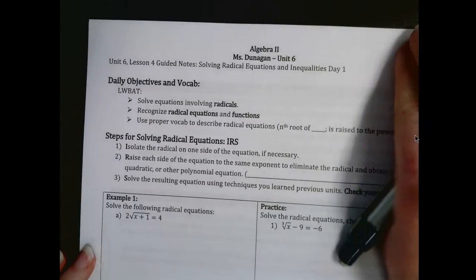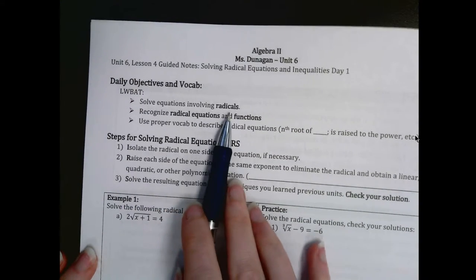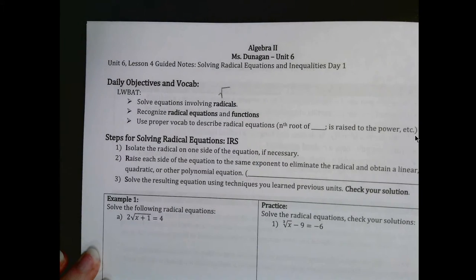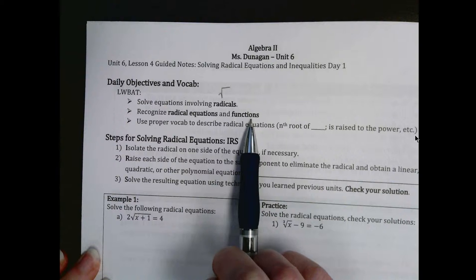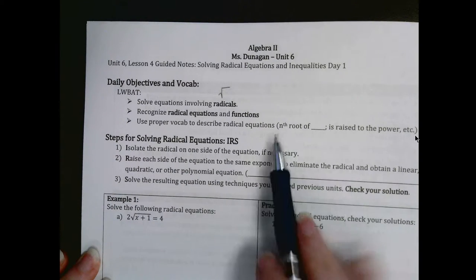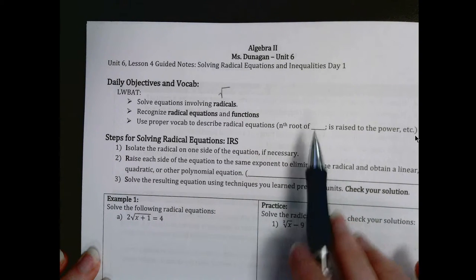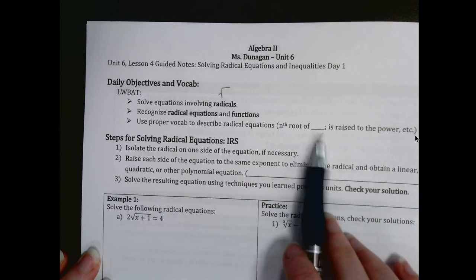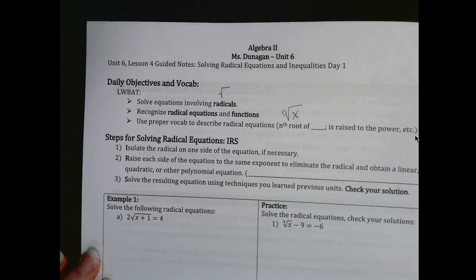For this lesson, day 1, you need to be able to solve these equations that are involving our radicals. Remember, that's our symbol with our radicand, like so. We need to be able to recognize the difference between our radical equations and our functions. And then we need to make sure we're using that proper vocabulary when we're describing these. So saying the nth root of whatever we have in our equation. So we would say the nth root of x if I had nth root of x.